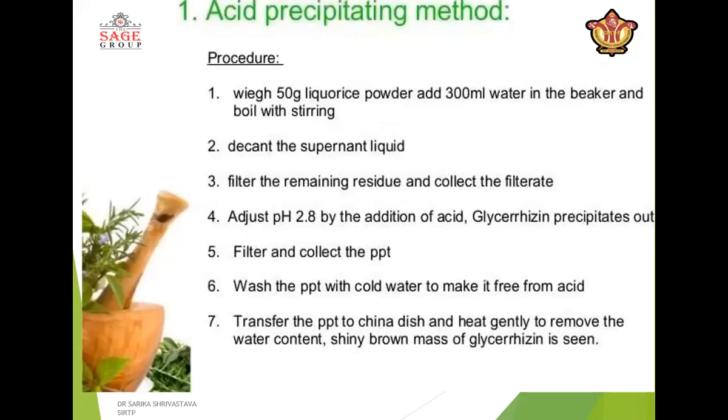In the first, acid precipitation method, we take 50 grams of liquorice powder and 300 ml of water in a beaker and boil with stirring. Decant the supernatant liquid, filter the remaining residue and collect the filtrate. Adjust the pH to 2.8 by the addition of acid. Glycyrrhizin precipitates out. Filter and collect the precipitate. Wash the precipitate with cold water to make it free from acid. Transfer the precipitate to a china dish and gently heat to remove the water content. A shiny brown mass of glycyrrhizin is obtained.